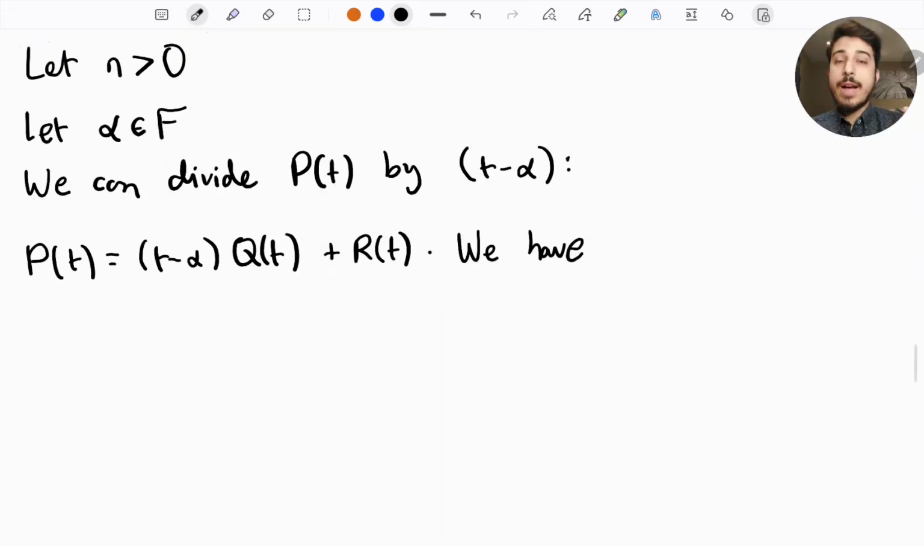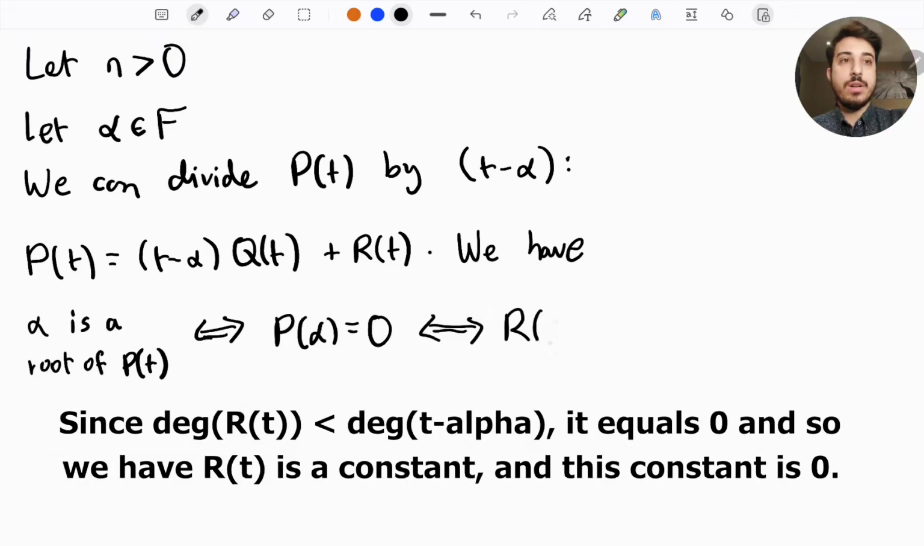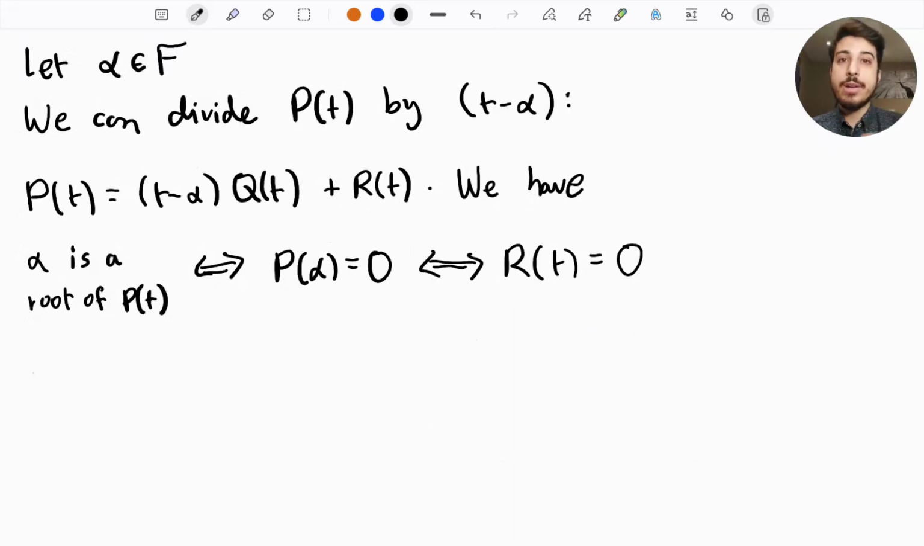We have that alpha is a root of the polynomial P(t) if and only if P(alpha) is equal to 0. So if we replace t by alpha in the equation, the product here is equal to 0, and we get 0 on the left side, so we get in the end that R(t) has to be equal to 0. So now we can get the R(t) out of the way. We get only P(t) is equal to t minus alpha times Q(t).